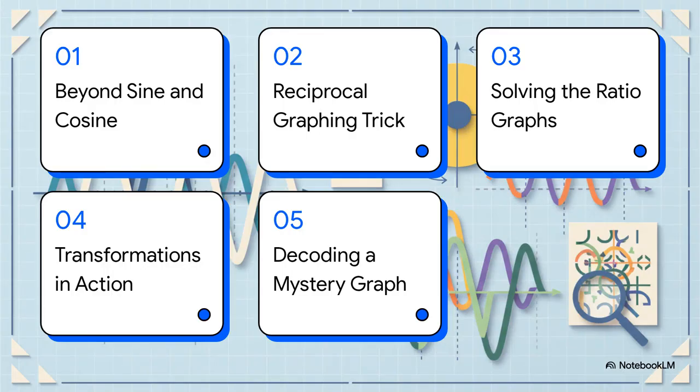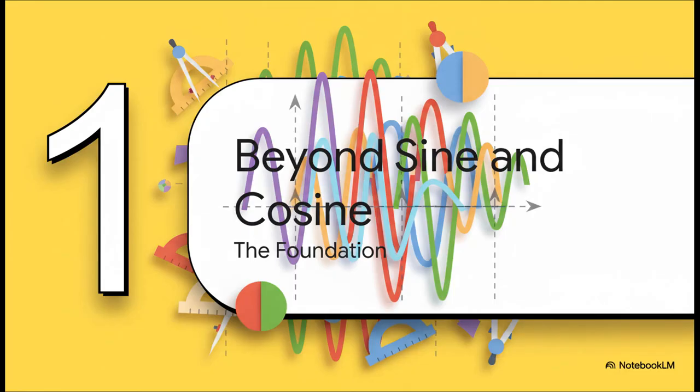So here's our game plan. We'll start with a foundation, then I'm going to show you two super simple tricks, one for the reciprocal functions, one for the ratio functions. Then we'll use those tricks to tackle a more complex example and finish up by working backward to figure out a mystery graph. Okay, first up, beyond sine and cosine.